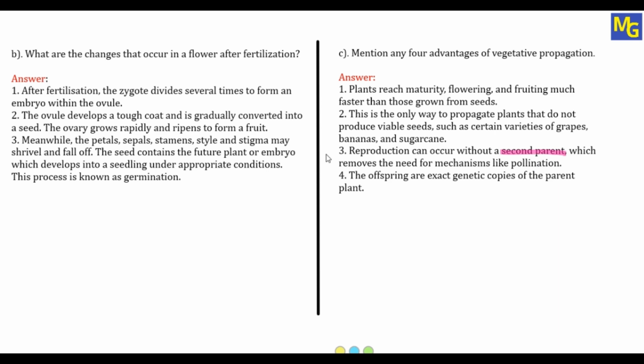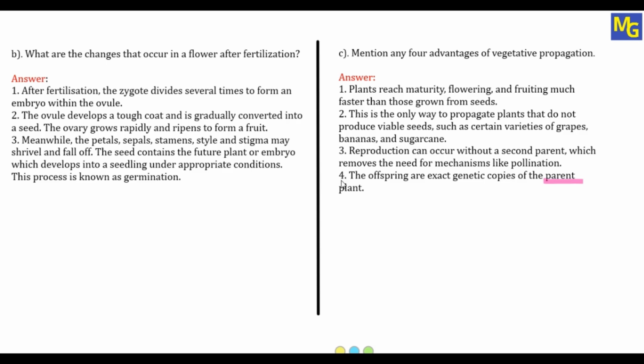And the fourth advantage is the offspring are exact genetic copies of the parent plant. Means, as I told, here there will be no fertilization, no male gamete, no female gamete. So genetic variations will not be seen. We are directly taking the part of the parent plant and growing that only. So as the parent, in the same way only the new individual will form. So whatever offsprings we are getting in vegetative propagation, those all will be exact genetic copies of their parents. So this is the advantage of vegetative propagation.